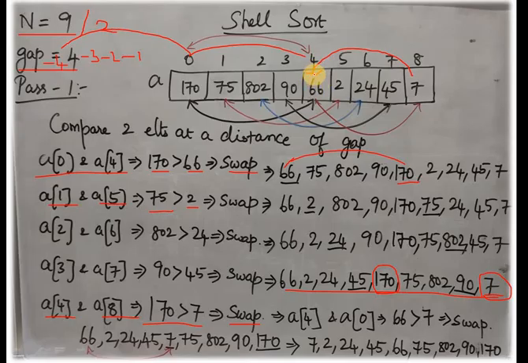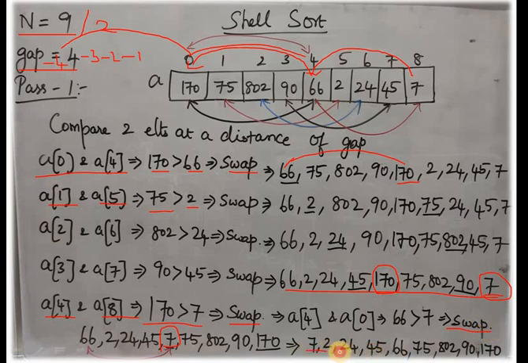Once this swap is done, you have to compare this element again with the gap before that, because we have changed the number and another number has come, so again we have to compare with the first element. See here, after this swap we are having 170 here, and here the number 7 has come. Again you have to compare 7 and 66. So 66 is greater, so again it needs a swap.